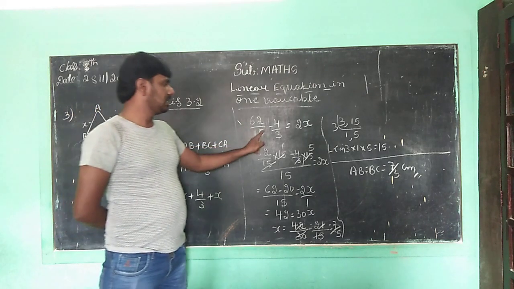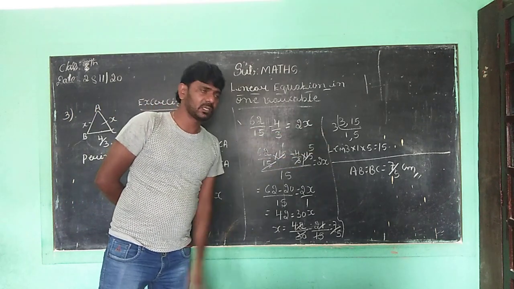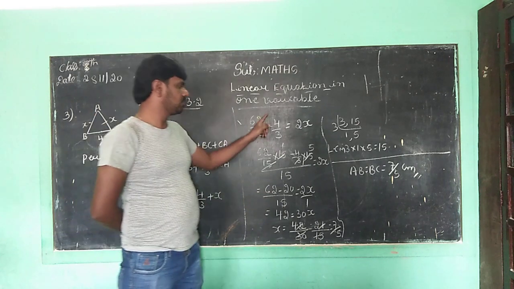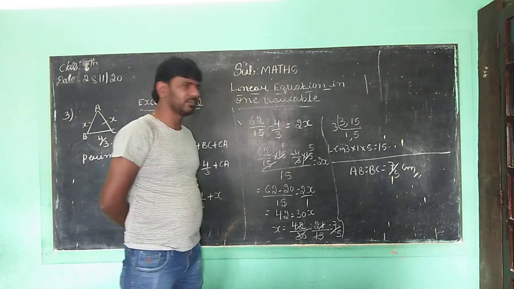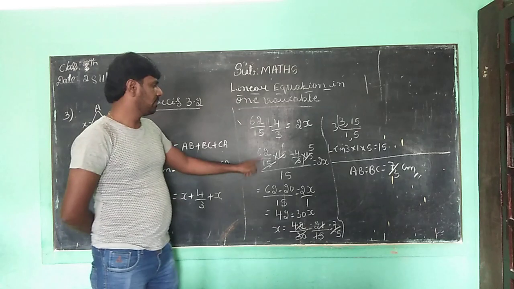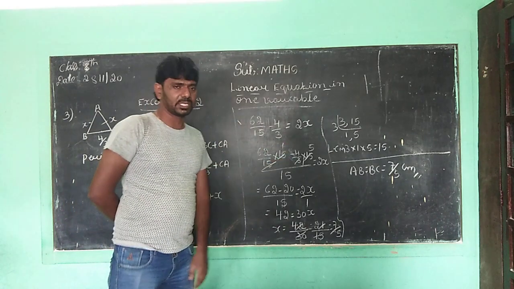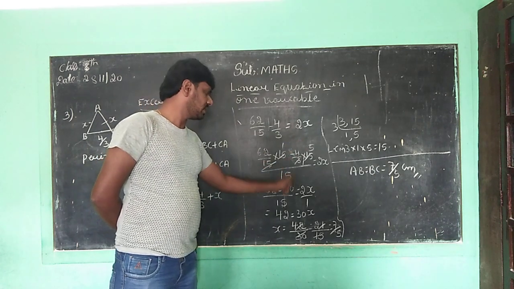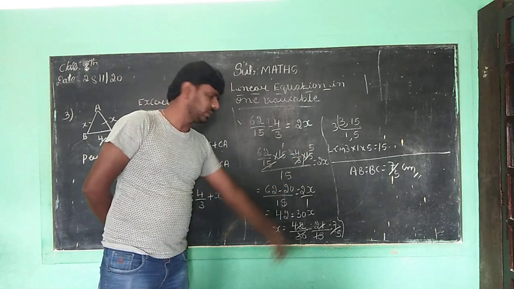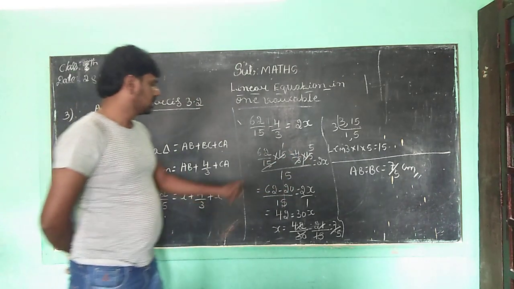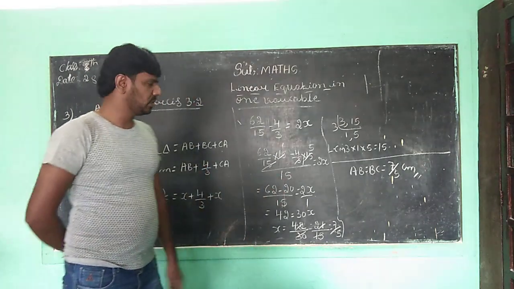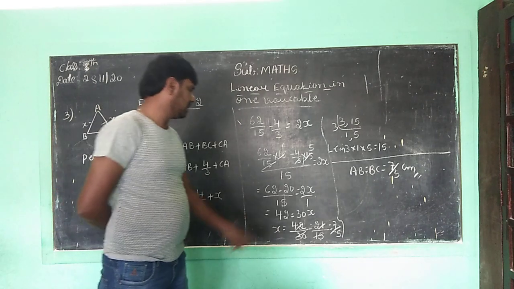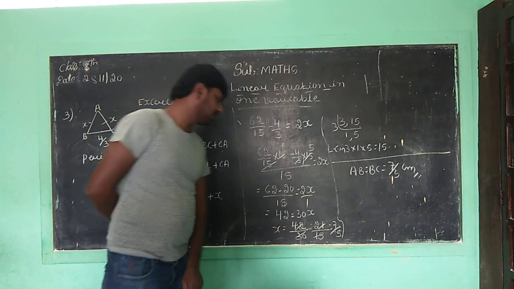Children, now we want to take 15, and the LCM is 15, children. 62 by 15 into 15 minus 4 by 3 into 15, all divided by 15, is equal to 2x. 15 ones are 15, 3 5s are 15. Correct, children? You want to multiply: 62 ones are 62 minus 4 5s are 20, divided by 15, is equal to 2x. Correct, children? 62 minus 20 is how much? 42 is equal to 15 into 2, cross multiply. You want to cross multiply, it is 30x. x is equal to 42 by 30.